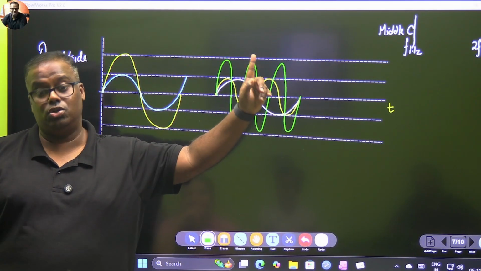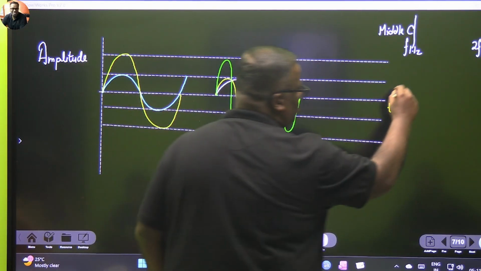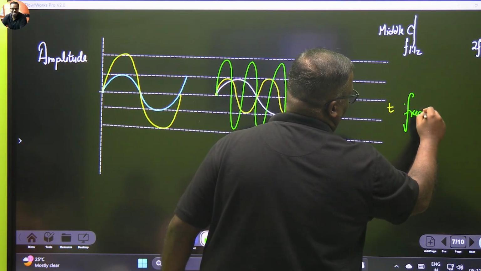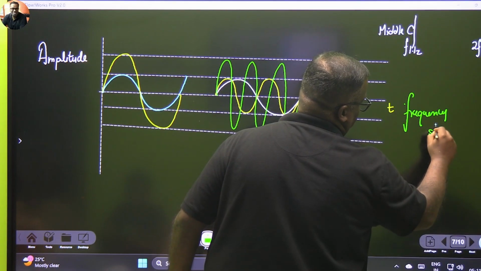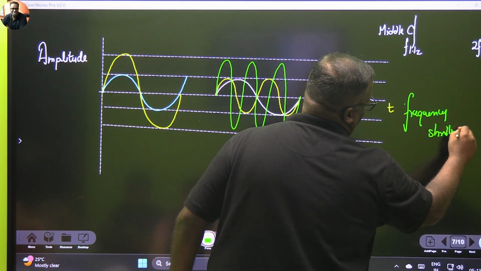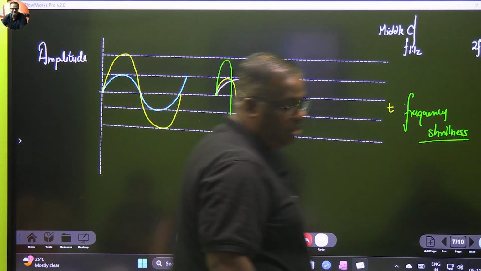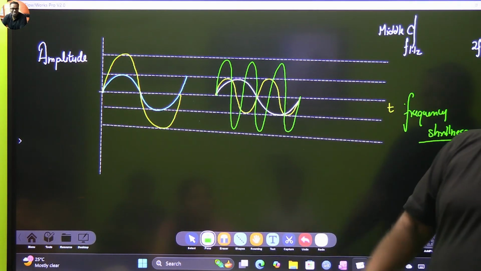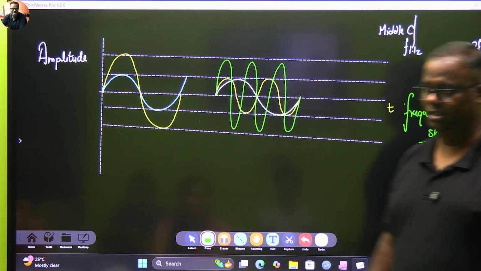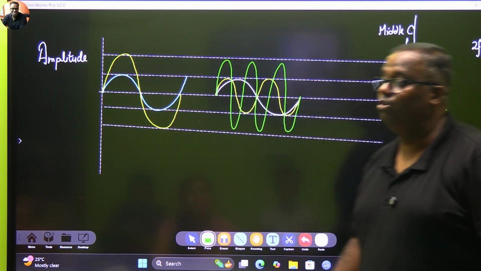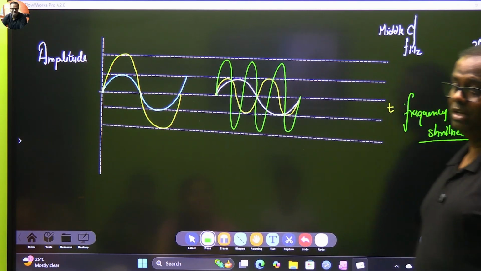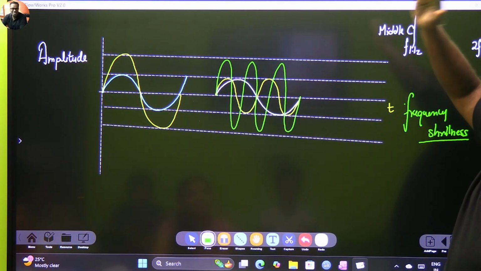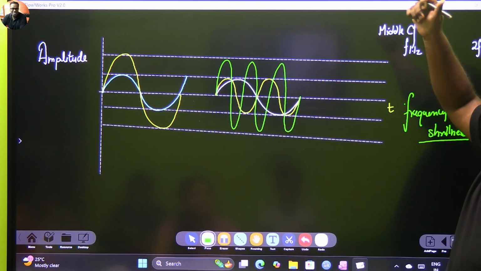Frequency is shrillness. So when we come to sound, we replace frequency with another word, which is known as shrillness. So whose sound is most shrill? A female kid, followed by male kid, followed by female adult, followed by male adult. So the highest shrillness will be whose? The female kid. Her sound is maximum shrill.